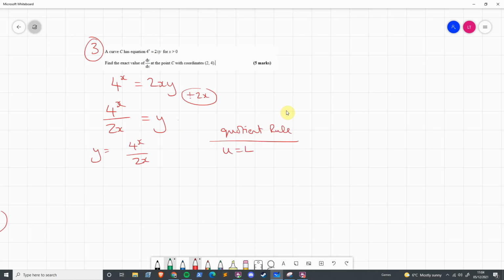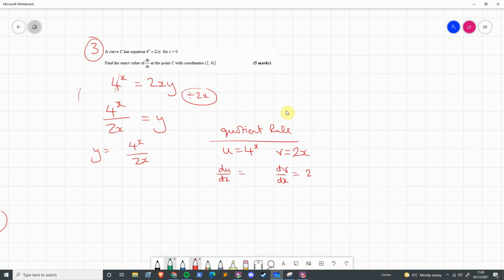So u equals 4 to the power of x. u always equals the first thing you see, whether that's in a product rule or a quotient rule. The first thing you read, I read that as 4 to the power of x over 2x, so I'm going to put that as u. And v is always the second thing you read. It's in alphabetical order: L, M, N, O, P, Q, R, S, T, U, V. So it follows alphabetical order in the way you read it. Differentiate. And differentiate. This one's dead easy too.